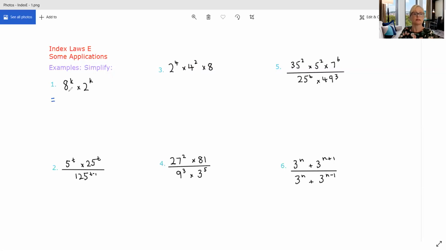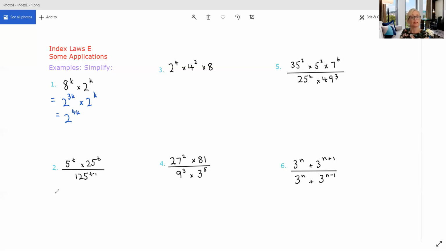Well, we want to write both terms with the same base. 8 is 2 cubed. You can put brackets and then the k, but it's pretty obvious that we're going to be multiplying the 3 and the k anyway. So when we put them together, they're 2 powers with the same base and we're multiplying, so we're going to add those indices.